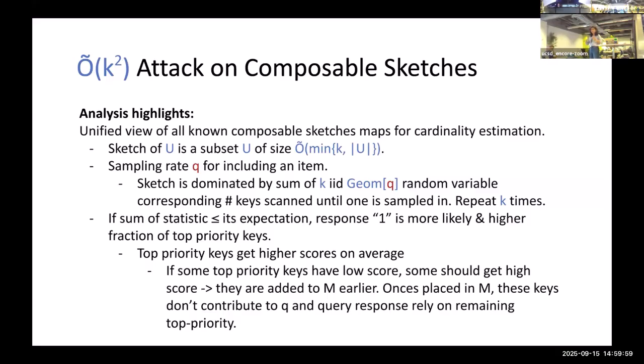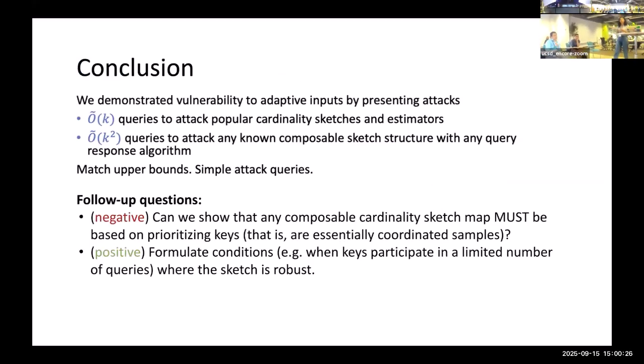But then we will update Q, and when we are determining Q, those high priority keys that were added to the mask cannot affect Q or the sets that we sample anymore. So then there's a chance for the remaining top priority keys to get high scores. And this kind of wraps up the discussion of the ideas behind the K-squared adaptive query.